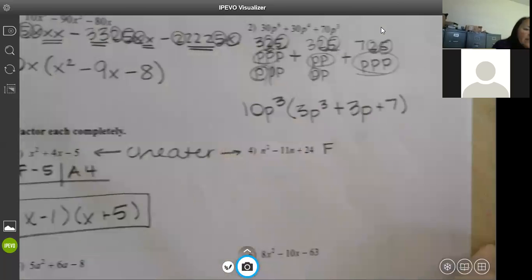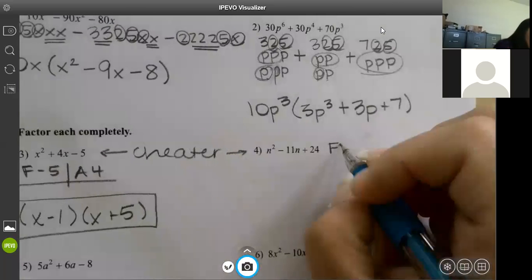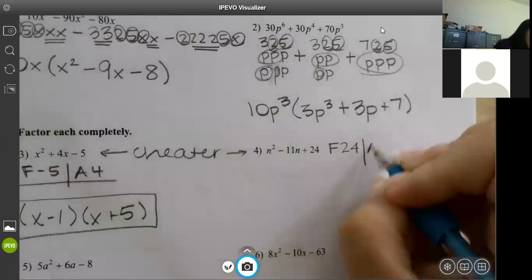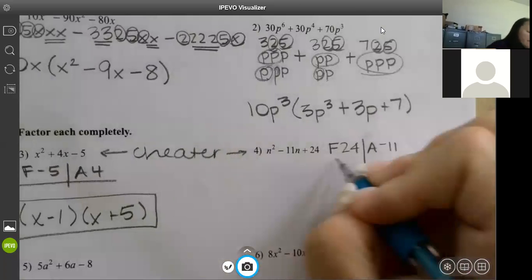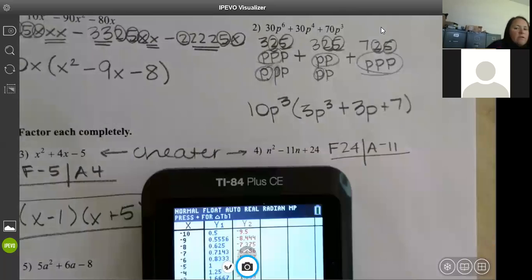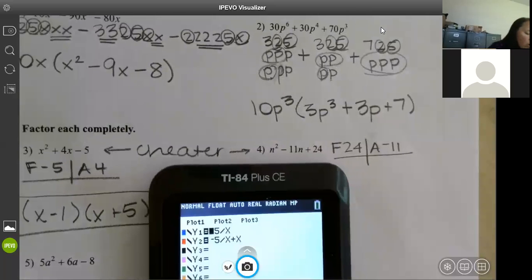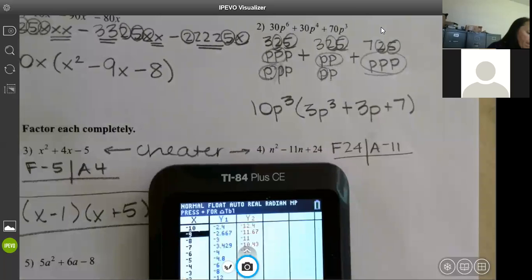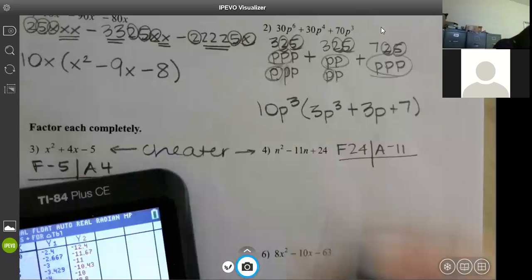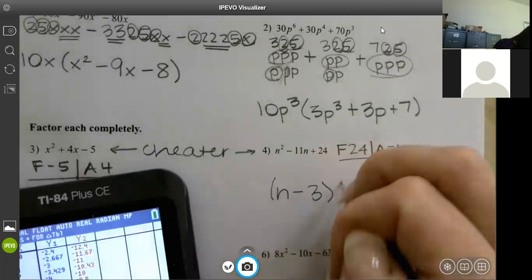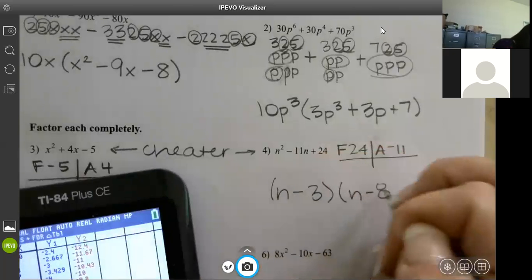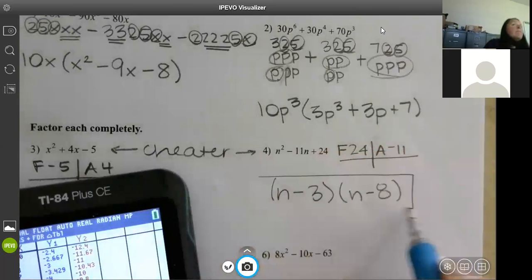On the next one, we're finding factors of the last, so factors of 24 that add to negative 11. So in my calculator, I'm looking for 24, a positive 24, that adds to negative 11. Negative 3 and negative 8. So my letter is N and a negative 3, N and a negative 8. That quick.